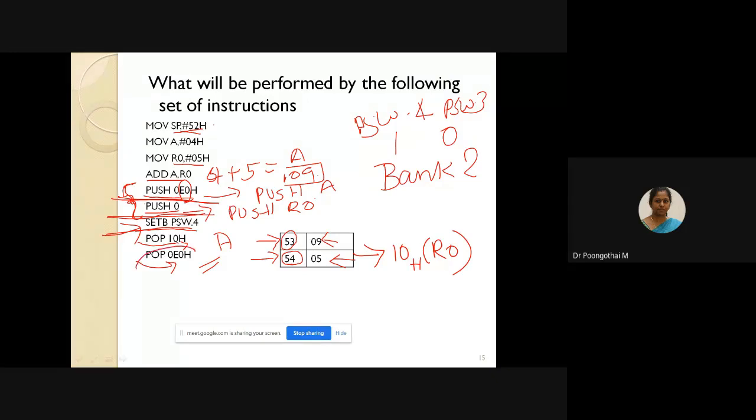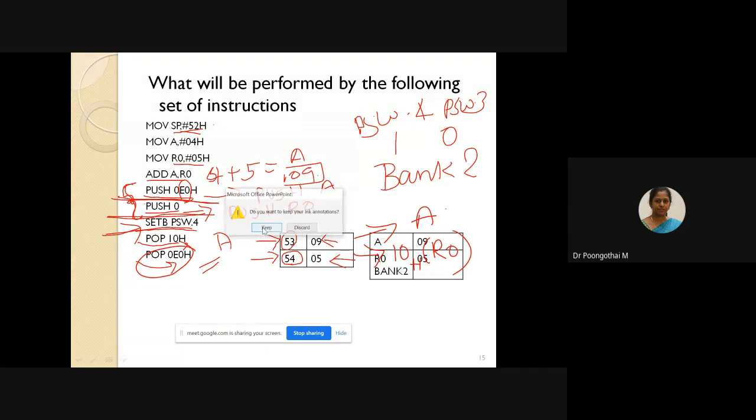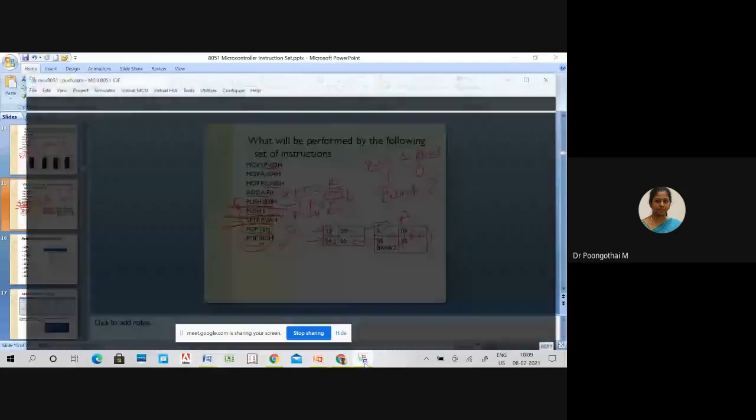After execution of this one, again decrement this 54 to 53, pointing to 53, and this value is popped into the accumulator. So after execution, the 10 memory location holds 05 and your accumulator holds 09. Is that clear? Your accumulator holds 09 and your R0 holds 05. So I will execute this code in our simulator and observe the results.